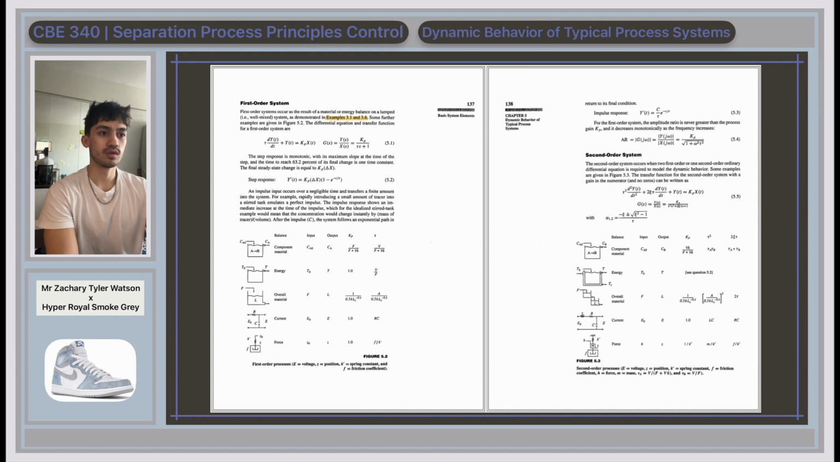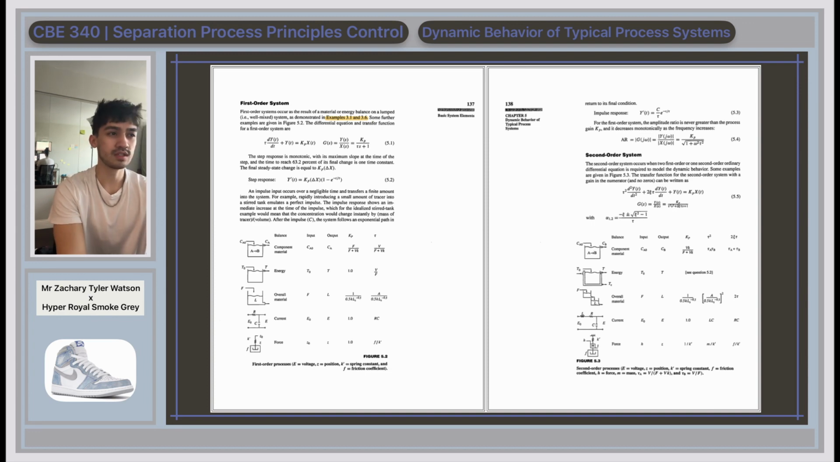Going back to figure 5.2, we have a balance. So we have component material balance, energy balance, overall material balance, a current balance, which is physics, and then a force balance, which is also physics. We have the input, the output, the proportional gain, and the time constant. So this is for a first order process. We're given variables such as concentration, the proportional gain, the time constant, the temperatures, the flows, and we're neglecting the current and force balances because I don't think we're talking about them.